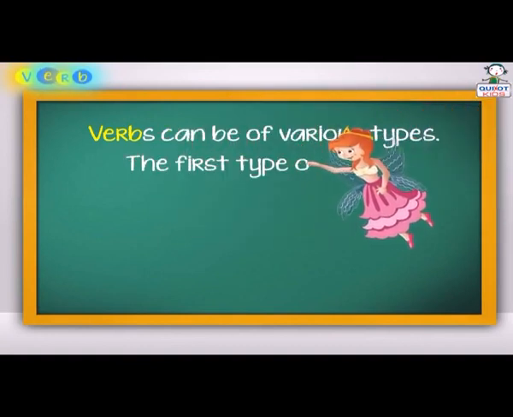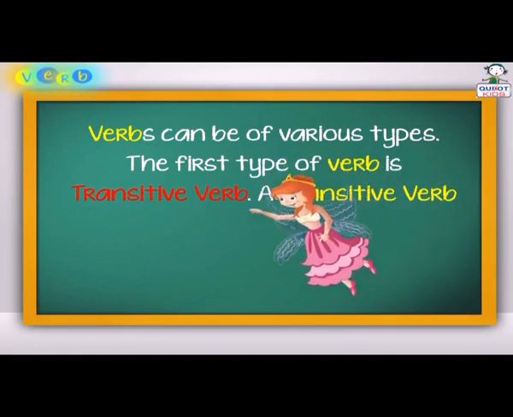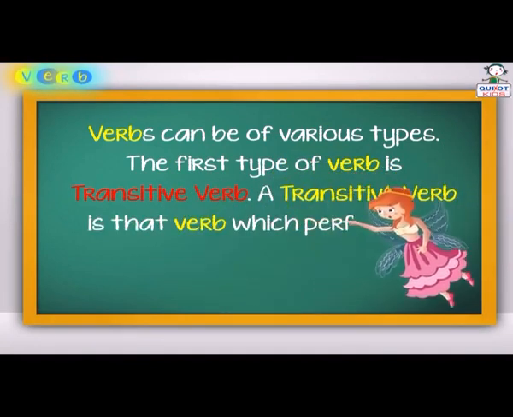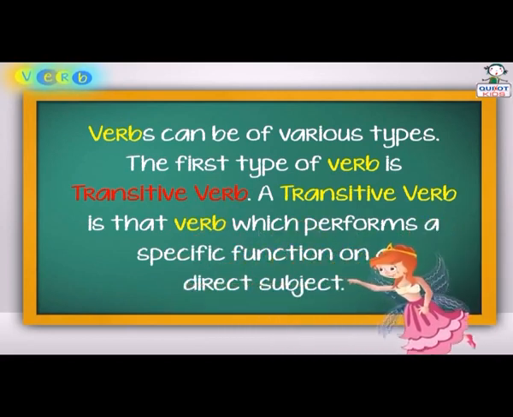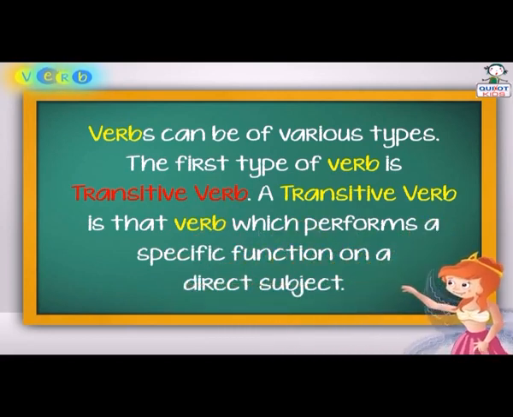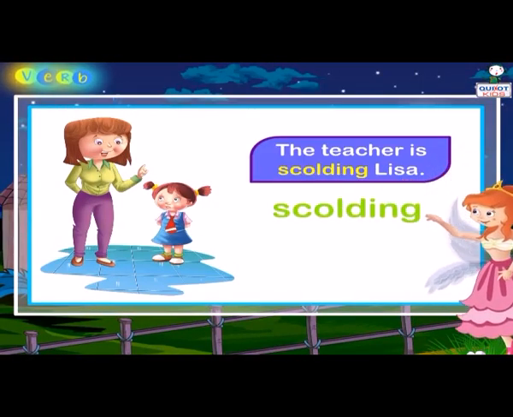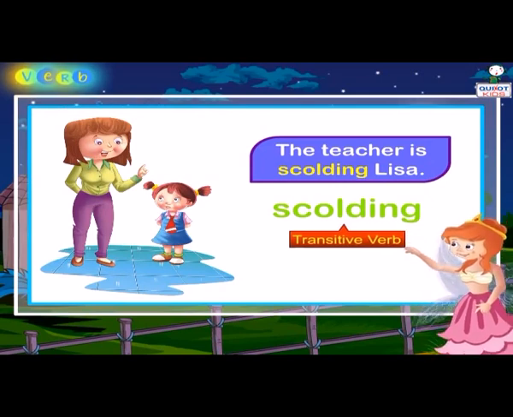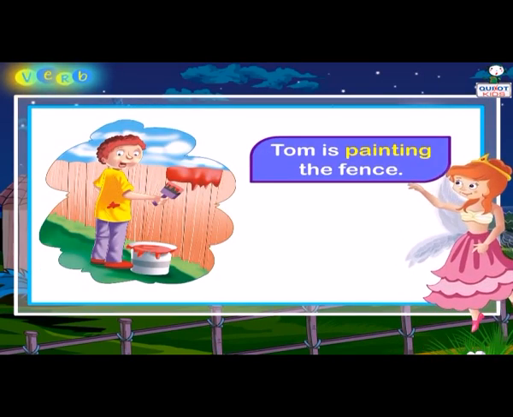The first type of verb is transitive verb. A transitive verb is that verb which performs a specific function on a direct subject. The teacher is scolding Lisa. Scolding is transitive verb. Tom is painting the fence.